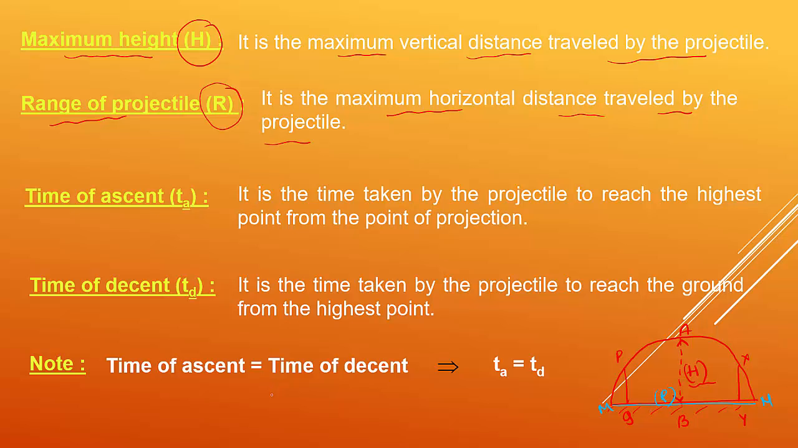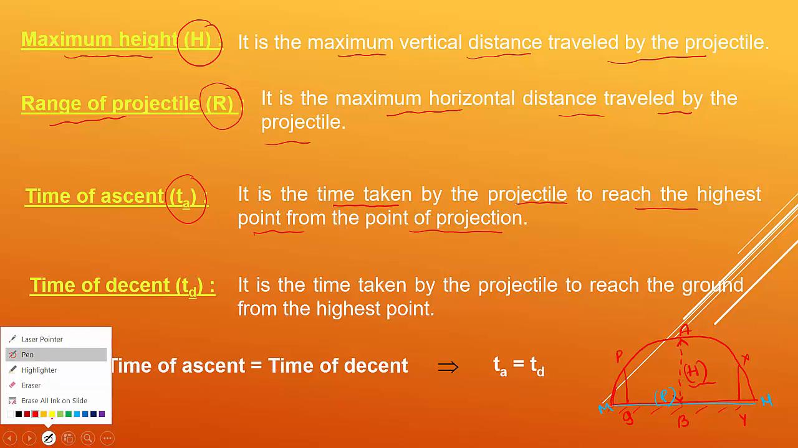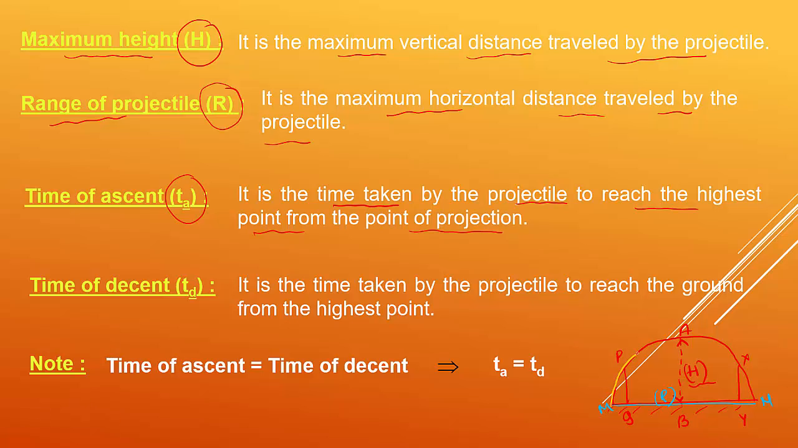The next term, time of ascent. Time of ascent is denoted by TA. What is time of ascent? It is the time taken by the projectile to reach the highest point from the point of projection. How much time is taken by the particle to reach the highest point? Suppose I am going to take in this diagram from M to A. This is the time of ascent denoted by TA. Time taken by the particle to reach the highest point from the point of projection. Point of projection is M. M to A is time of ascent.